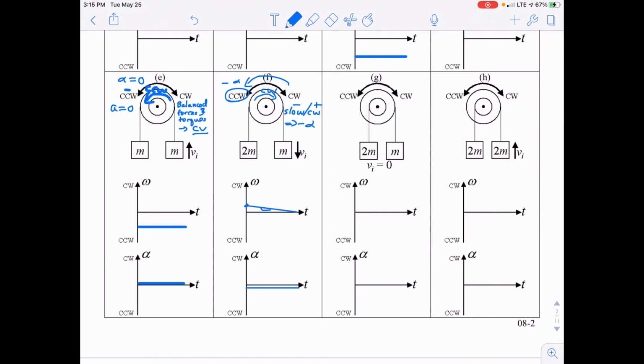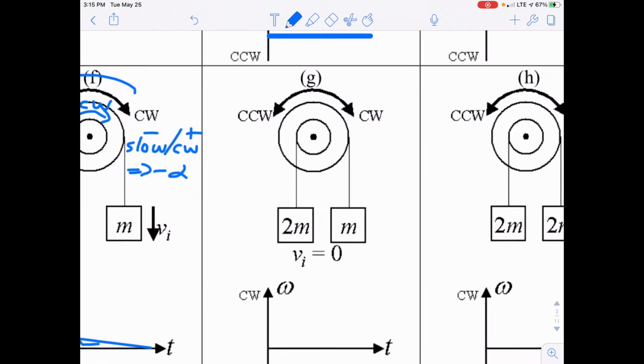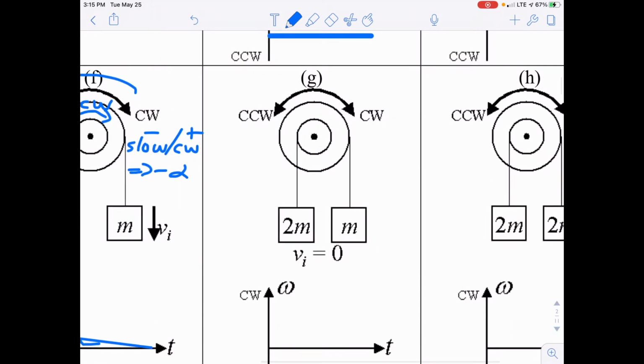Okay, so what's going on in letter G? In letter G, you've got 2m on the left side, m on the right side, but if you notice, they're hanging from different wheels. 2m is hanging from a rope off the inner wheel, right here, and m is hanging from a rope off the outer wheel. Well, at time equals 0, when this thing is released, this is kind of an important idea.